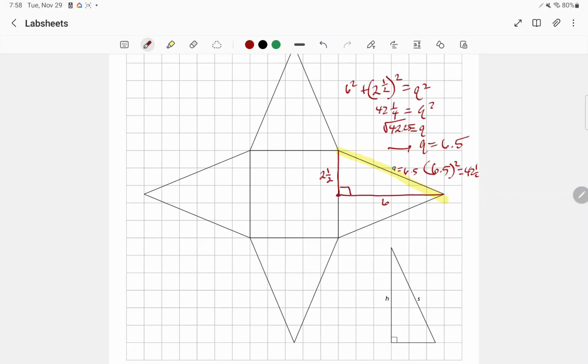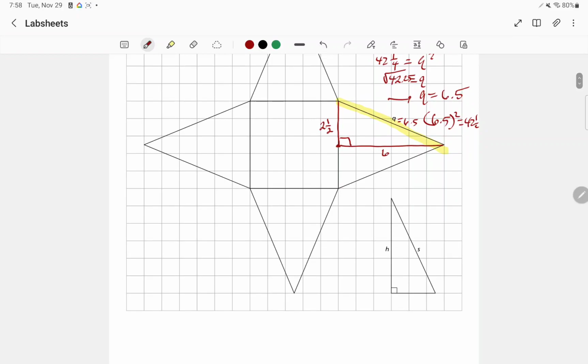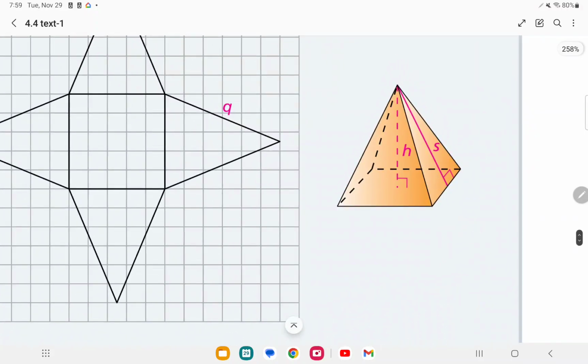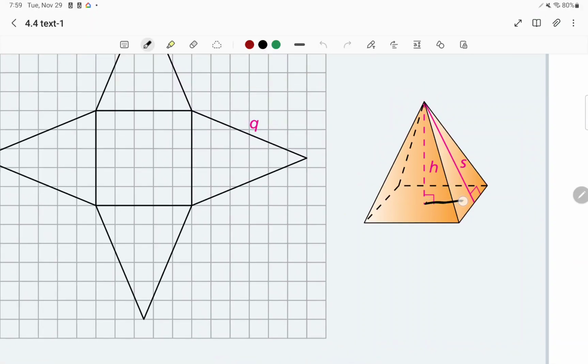So now on part 2, what's the exact height, which is h of the pyramid. And actually, I'm going to go back to the book because it shows a better representation, but this is kind of what we're looking at here, where this is what we're trying to find. We know that this is 2.5, and this S is actually this height right here, so that's 6. And I think you can better see that by looking in your book right here on the right side. So here would be your right triangle. That's the right triangle that we're working with.